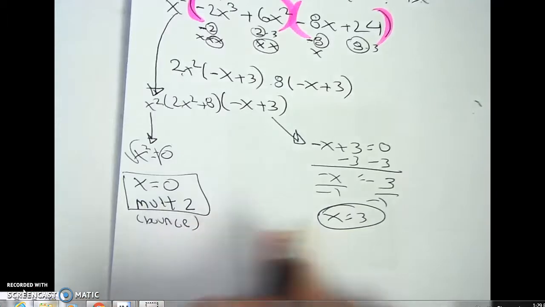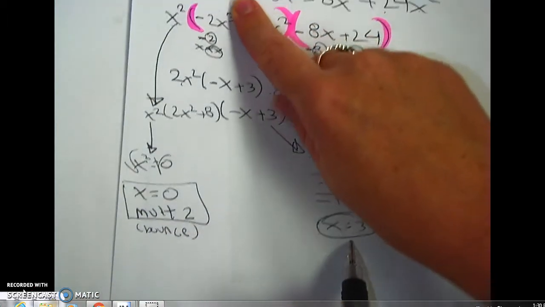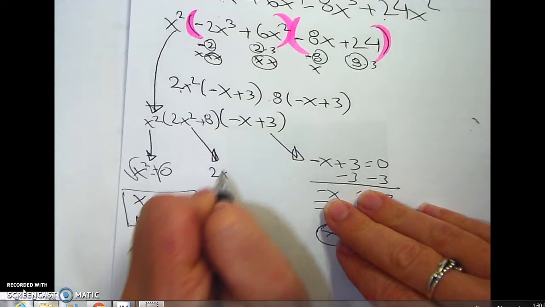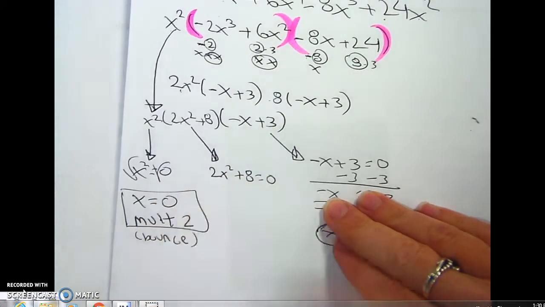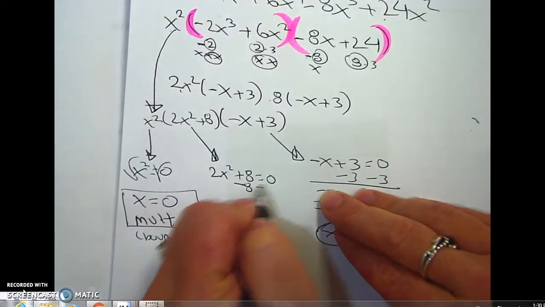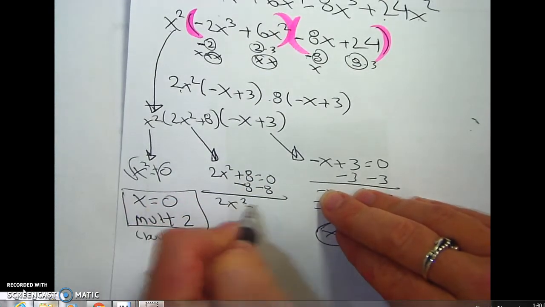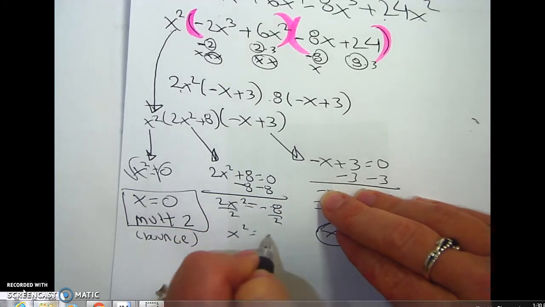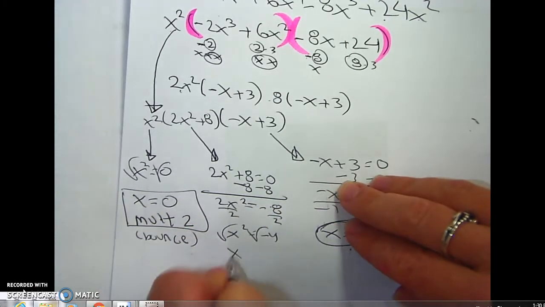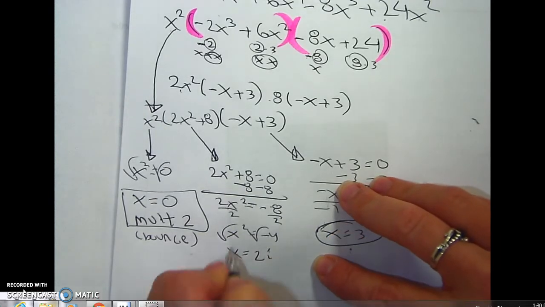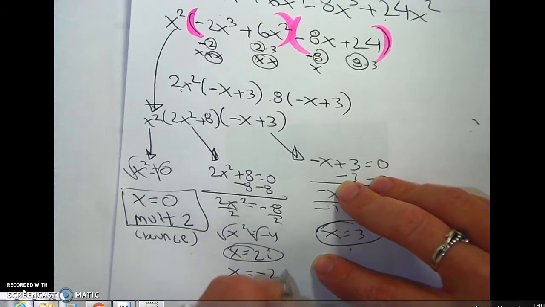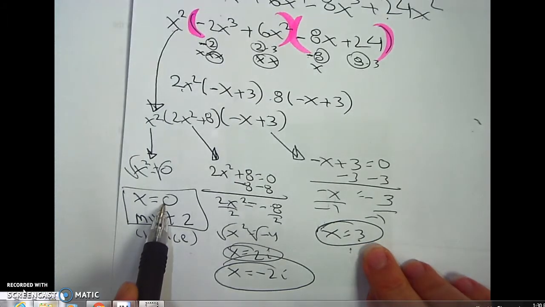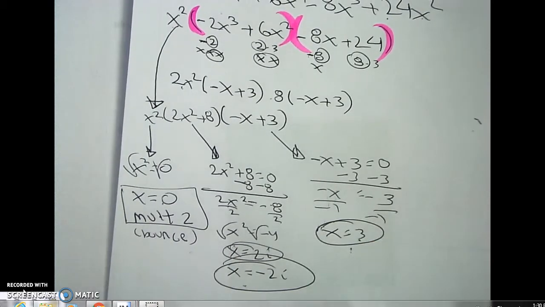So I have 2 here and 3 here, but I'm supposed to have 5, so I got 2 more to find. And I'm going to get 2x squared plus 8 equals 0, minus 8. 2x squared equals negative 8, divide by 2. X squared equals negative 4, square root, x equals 2i, and x equals negative 2i. So if you look, I have 1, 2, 3 reals, and 2 imaginaries.